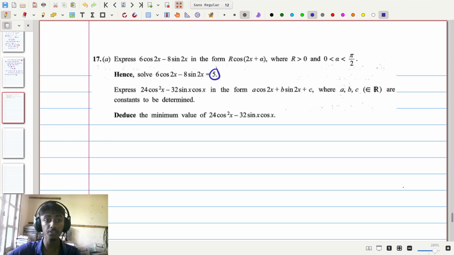Now after this the question says, express 24 cosine squared of x minus 32 sine of x cosine of x in the form of a times cosine of 2x plus b times sine of 2x plus c, where a, b and c are all elements of real numbers which are constants to be determined. Finally the question says, deduce the minimum value of 24 cosine squared of x minus 32 sine of x times cosine of x.